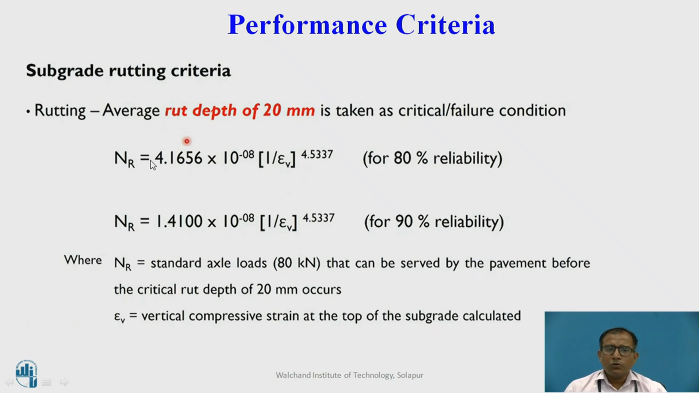Here NR stands for million standard axles, MSA, and epsilon V is the vertical strain on top of the subgrade. Keeping this NR known, we have to calculate the allowable vertical strain on top of the subgrade. So for 90% reliability, NR is given by this equation.